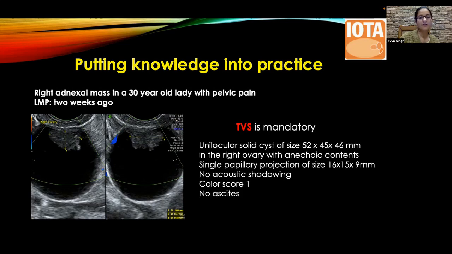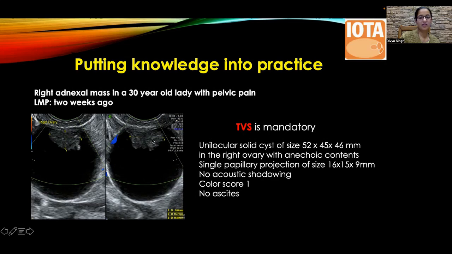And first, you will describe the appearance of the lesion. As you can see here, this is a unilocular solid lesion because it has a solid component. We've measured the size of the lesion here. The lesion measured around 52 into 45 into 46 millimeters. Remember, in IOTA, we use millimeters as the unit of measurement, so it's better to stick to millimeters so that we don't end up confusing things when we are applying the rules. So what we saw was a unilocular solid cyst of size 52 into 45 into 46 millimeters, seen replacing the right ovary with anechoic contents and presence of this single papillary projection.